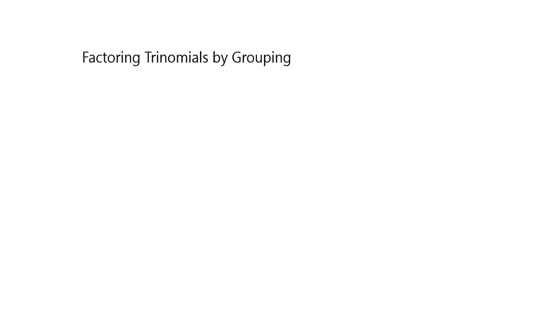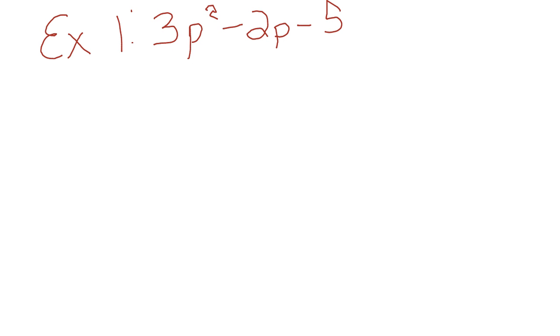This video is on factoring trinomials using the grouping method. Example 1. Factor 3p squared minus 2p minus 5. The first step is to complete the diamond.